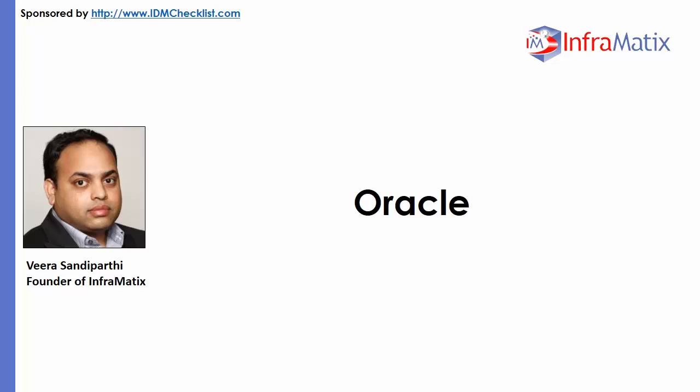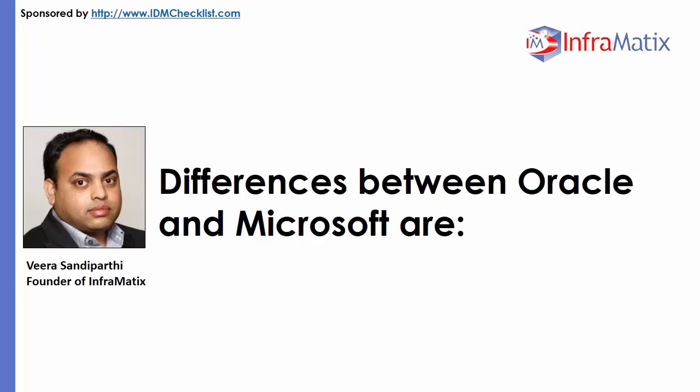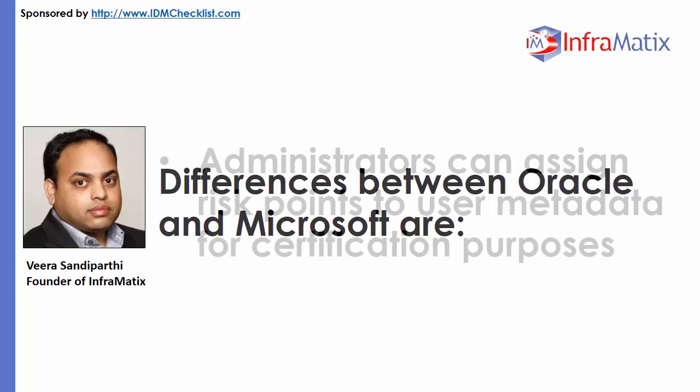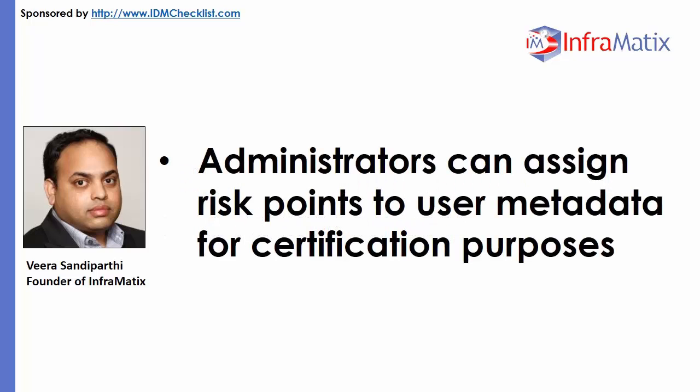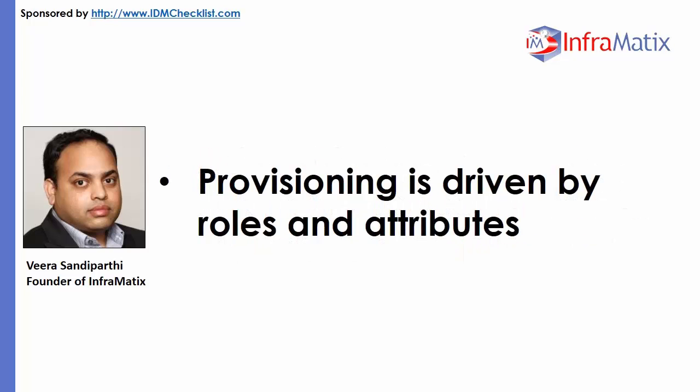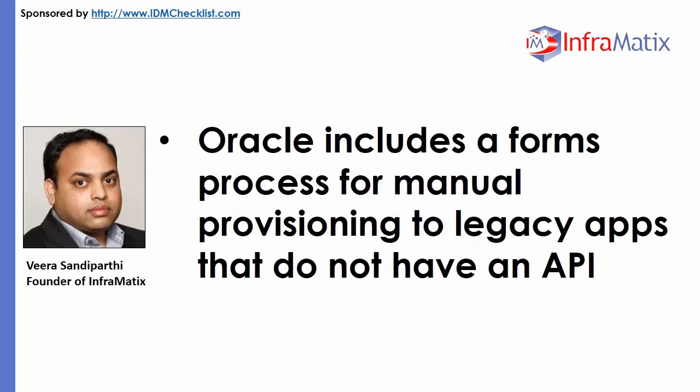Oracle. Oracle has greater focus on governance. Differences between Oracle and Microsoft are: administrators can assign risk points to user metadata for certification purposes. Provisioning is driven by roles and attributes. Oracle includes a forms process for manual provisioning to legacy apps that do not have an API.